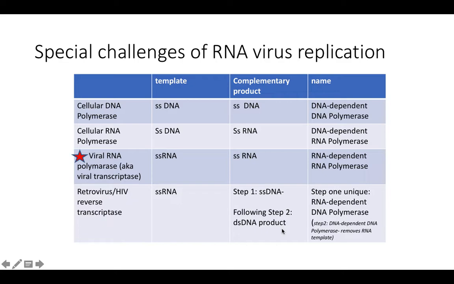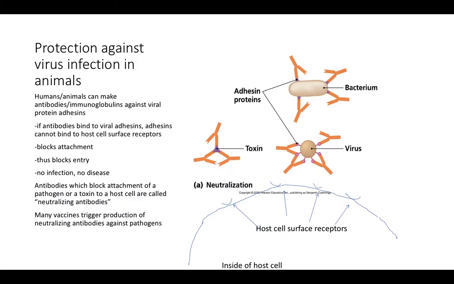It's just mind-blowing. Oh, and here's just the cartoon on neutralizing antibodies. So here's our virus. Here are the adhesins. Neutralizing antibodies bind to the adhesins, so then the adhesins can't bind to the host cells. The virus can't bind. There's no infection, right? And we can also have neutralizing antibodies against exotoxins, the antitoxins, the antibodies against the toxins. Neutralization would be a powerful strategy. If the exotoxin can't bind to our cells, it can't get in, and therefore no damage is done.